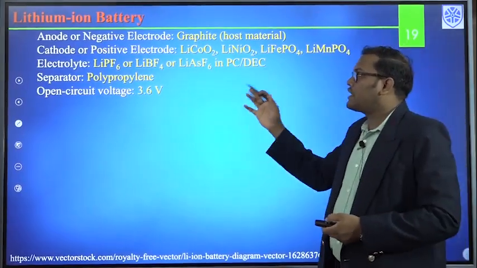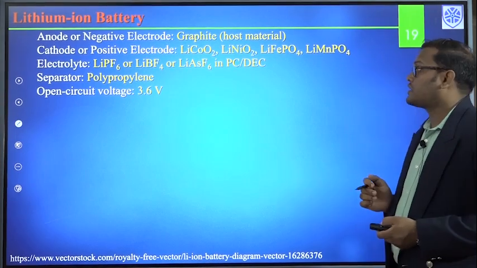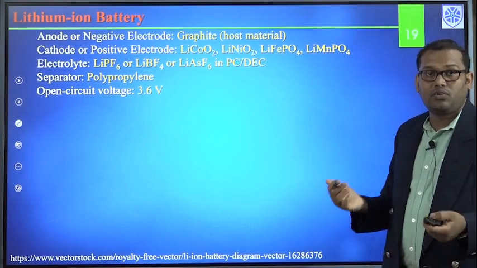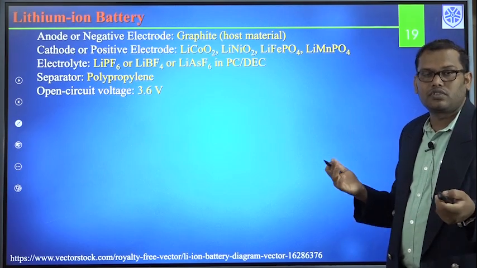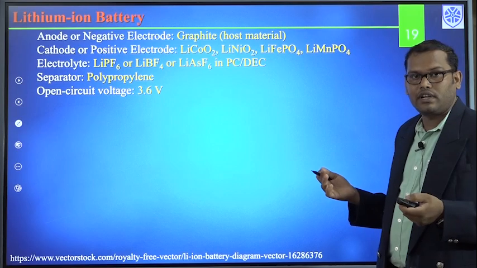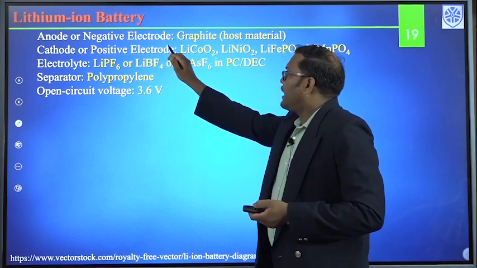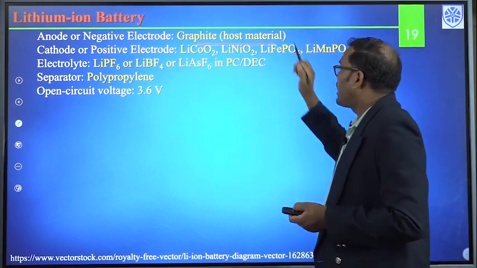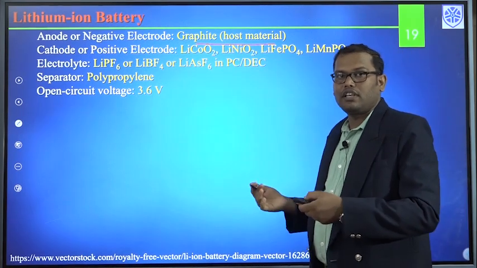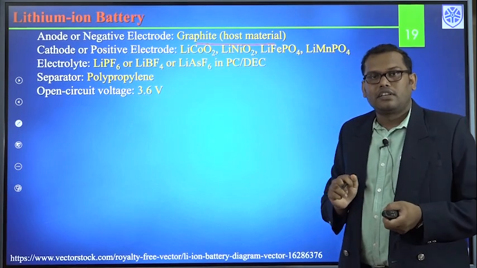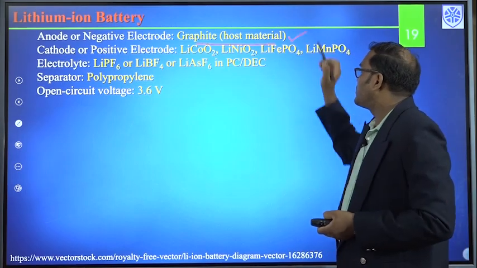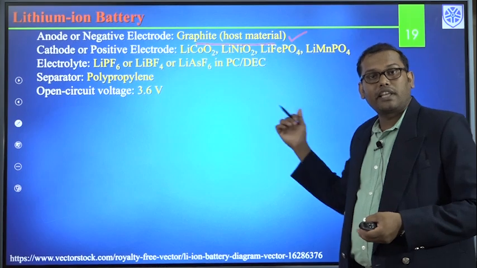So, let us see what is inside the lithium battery. What are the components? As I already told you, for a battery you must have two electrodes, anode and cathode, and you should have a separator and electrolyte. In the anode we have graphite. Typically, in the batteries nowadays, you are using graphite as the electrode, and that is also called the host material. Why it is called a host material, I will come to in the next slide.